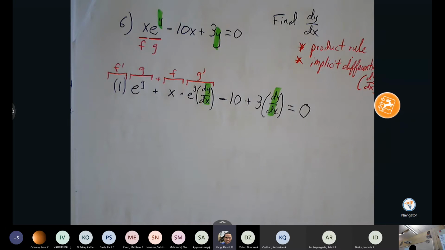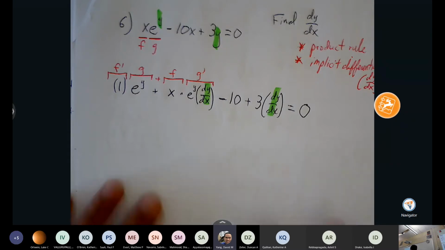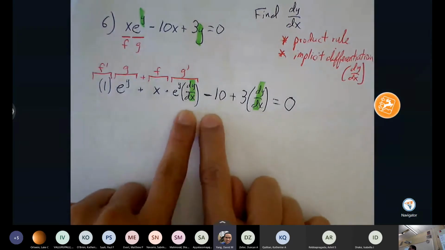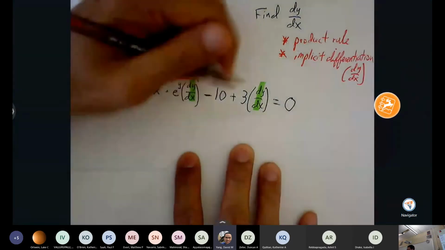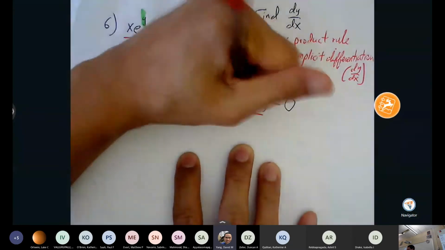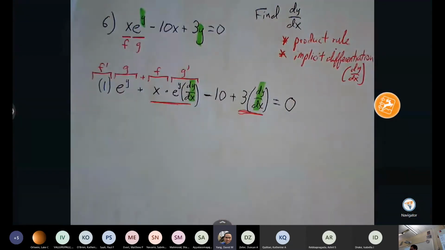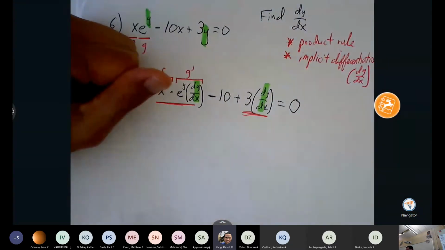All right, so the calculus step is done. Now we're just trying to solve for dy dx. Any questions up to this point? All right, so I'm going to move some terms around. I want to leave these 2 terms on the left side so I can factor dy dx out.